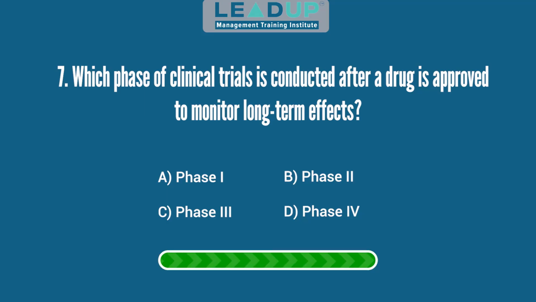Question 7. Which phase of clinical trials is conducted after a drug is approved to monitor long-term effects? A. Phase 1, B. Phase 2, C. Phase 3, and D. Phase 4. The answer is Phase 4.